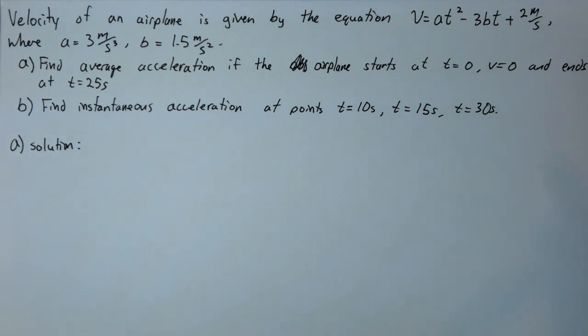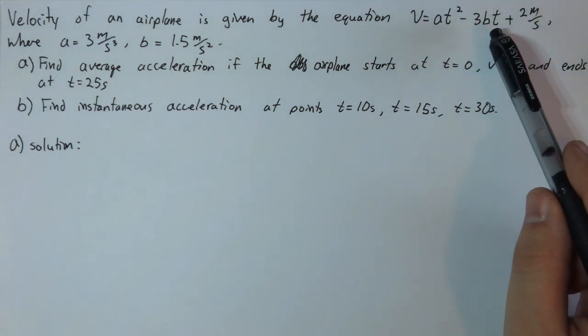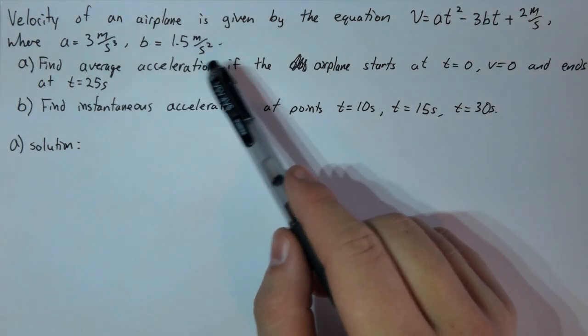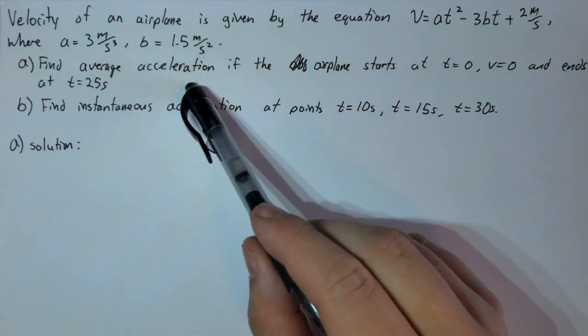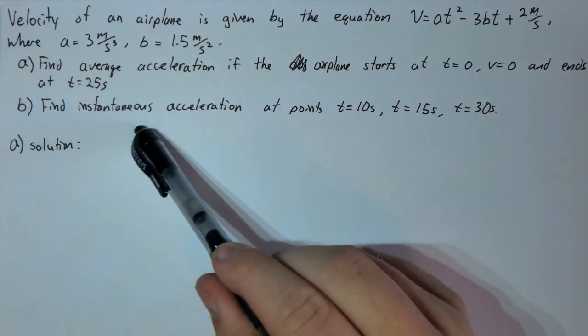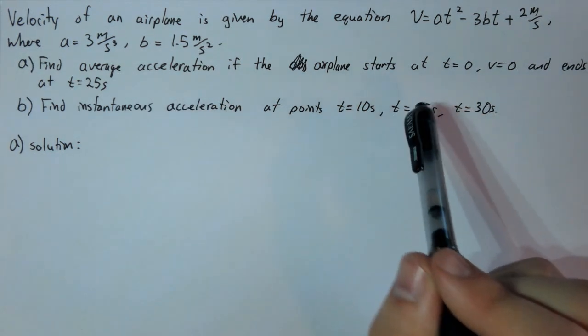The velocity of an airplane is given by this equation here, where a and b are both constants equal to these values. So we're asked first to find the average acceleration and then the instantaneous acceleration at these 3 points.